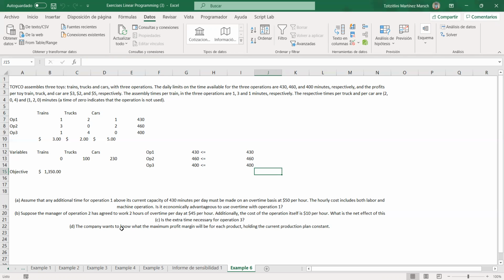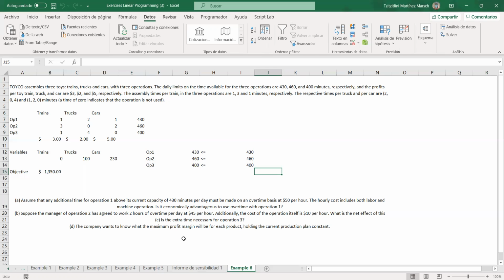But let's do this. Assume that any additional time for operation one above its current capacity of 430 minutes per day must be made in overtime of $50 per hour. The hourly cost includes both labor and machine time. Is it economically advantageous to use overtime for operation one? That's where our sensitivity report comes in.